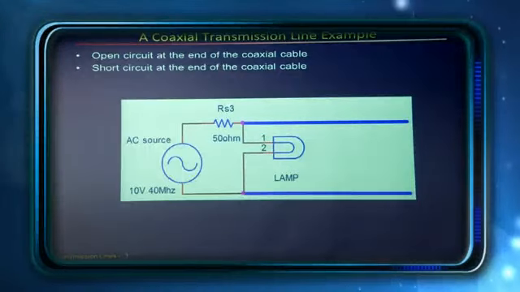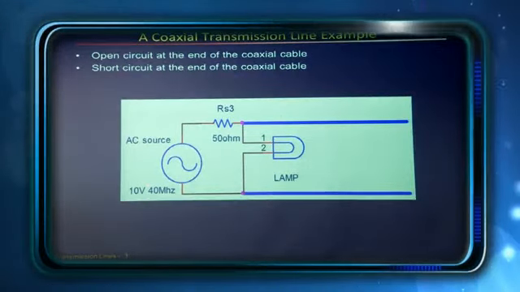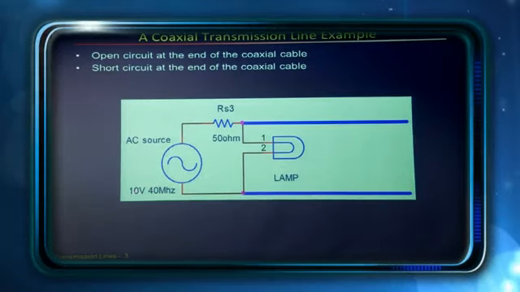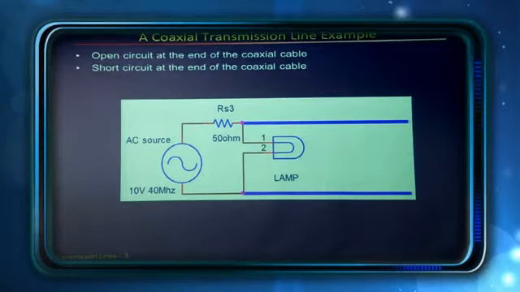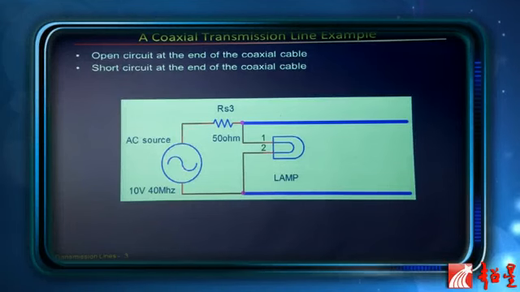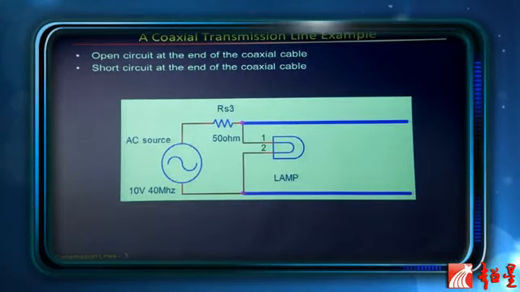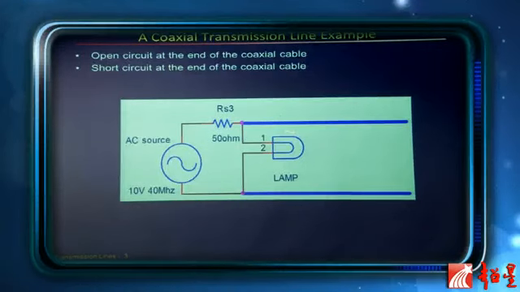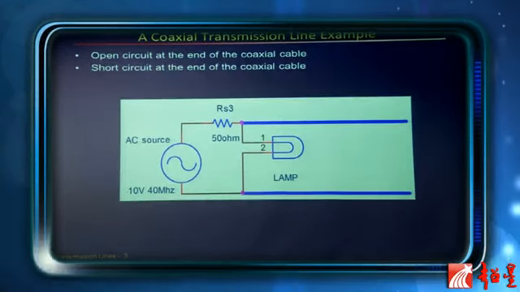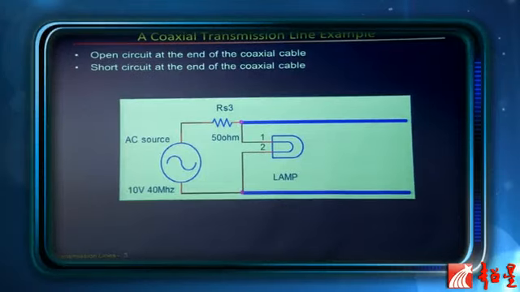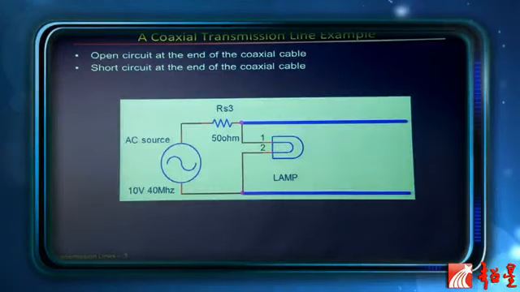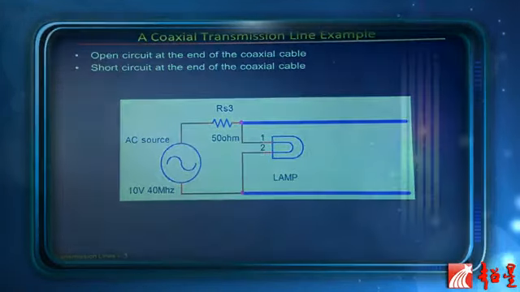This is my experiment. I have a source which is about 10 volts and 40 megahertz. It's a sinusoidal source. Internal resistance of the source is 50 ohm. I connected a light bulb to this. The light bulb is on, right? That's 10 volts. That's a lot of voltage.